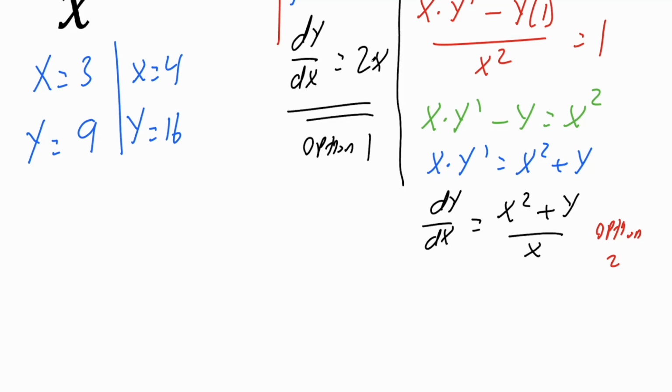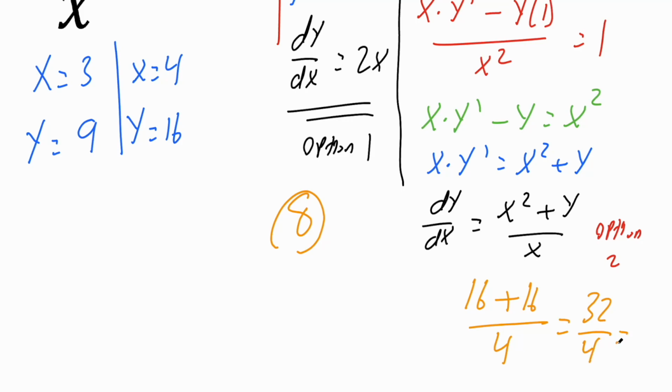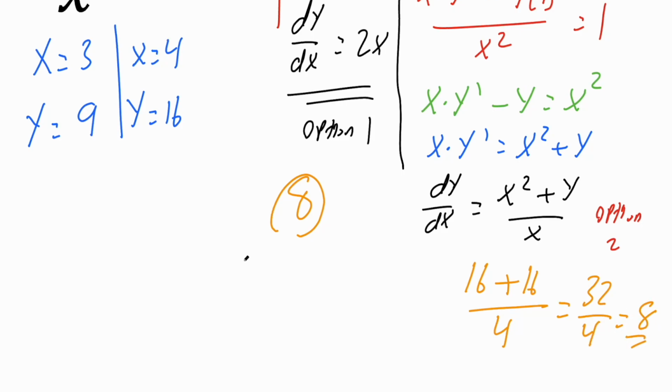Now again, just to prove that this is not a coincidence, we try 4 and 16. So if x is 4, 2 times 4 is 8. And then we do 4 squared, we get 16 plus y is 16. So 16 divided by 4. 16 plus 16 is 32. Divided by 4 is 8. So it's a match. That's pretty much it for this video.